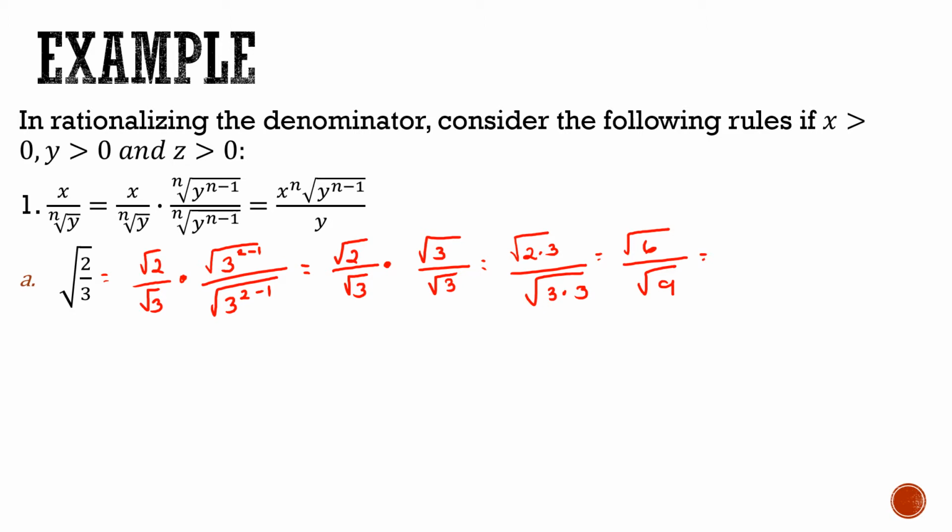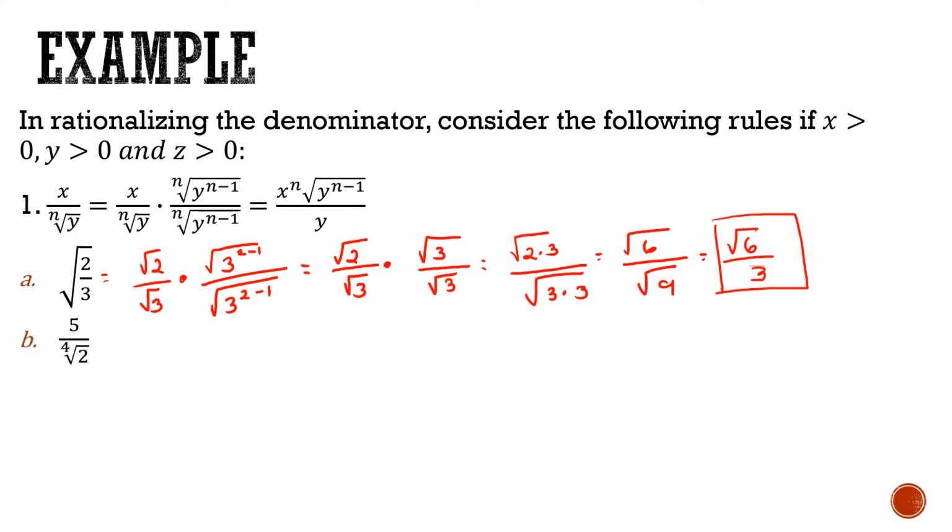Since there are no factors of 6 which are perfect square numbers, the numerator is just square root of 6. Then, since 9 is a perfect square number and the square root of 9 is 3, our denominator becomes 3. So our answer is square root of 6 over 3. Remember, in rationalizing the denominator, our goal is to eliminate the radical in the denominator.